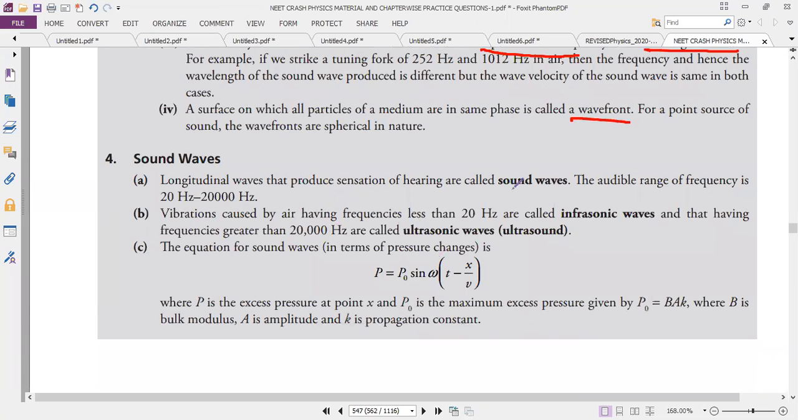Okay, sound wave. It is longitudinal and produces the sensation of hearing. The range of sound wave for humans is 20 Hz to 20,000 Hz. Below 20 Hz it is infrasonic sound. Above 20,000 Hz it is ultrasonic sound. Ultrasonic sound has applications in our day-to-day life, in the health department, industry, and defense. Mostly, we are using ultrasonic sound.